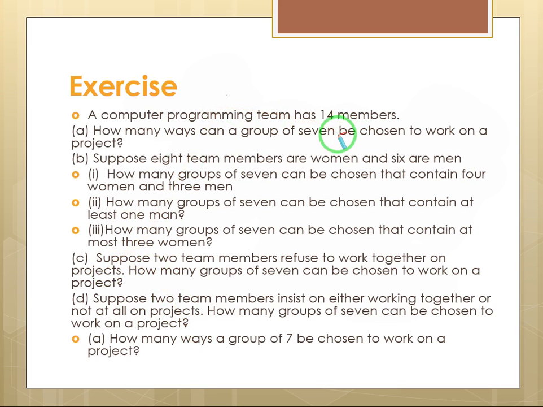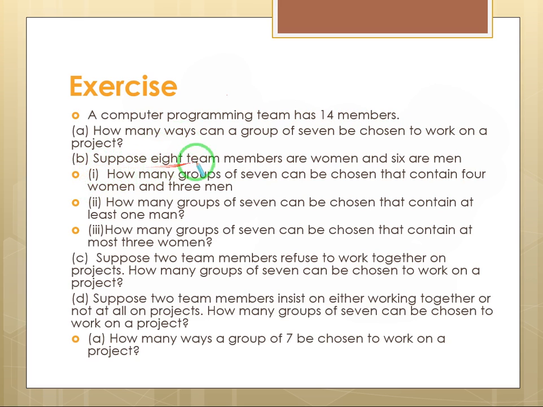So let's come to another exercise. A computer programming team has 14 members. Total number of members is 14. So in part A, how many ways can a group of 7 be chosen to work on a project? How many members? So 14 with a 7. So make a combination, solve it out.